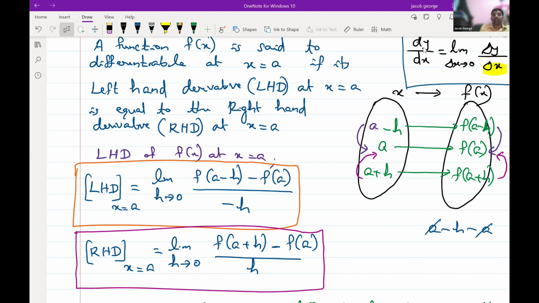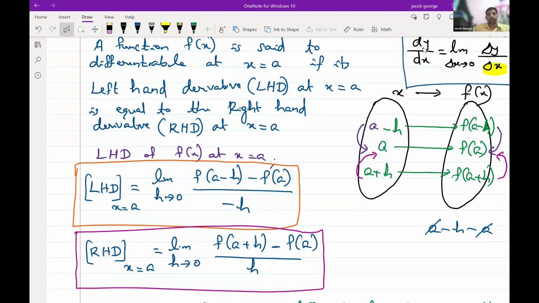In the same way, right-hand derivative at x equal to a is limit h tends to 0. From the right, we subtract: f of a plus h minus f of a by a plus h minus a, that is h. These are the two important definitions of left-hand derivative and right-hand derivative.